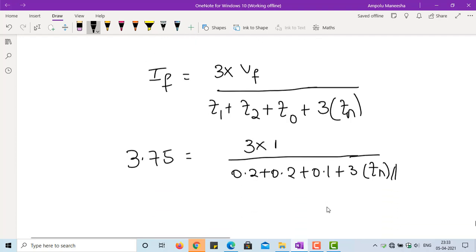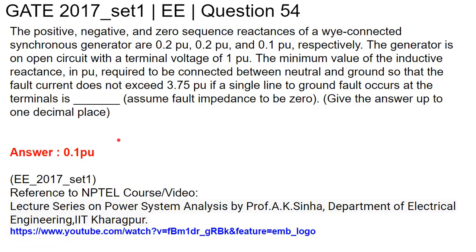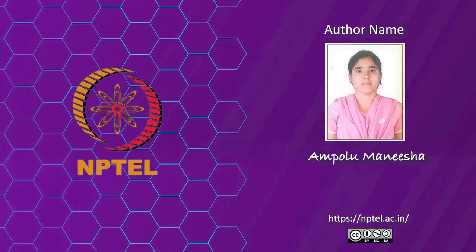If we solve this equation, we get Zn as 0.1 per unit. So, the minimum value of the inductive reactance that is to be connected between neutral and the ground is 0.1 per unit. Thank you.